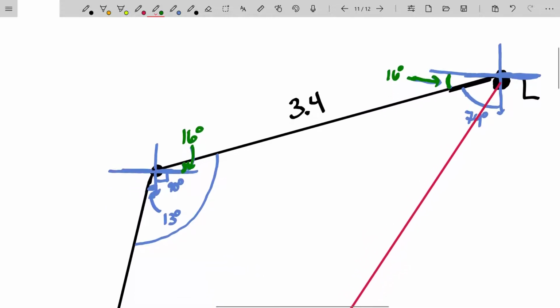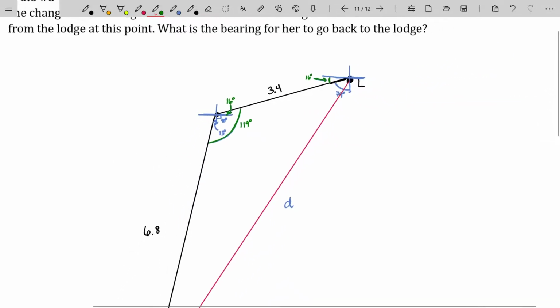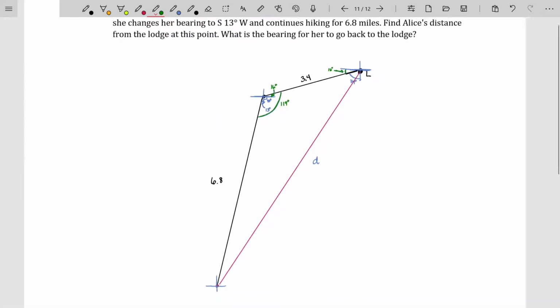And now I know that the total angle right here is 16 plus 13 plus 90, which is going to be, what is that, 119 degrees? Let me just double check my mathematics. 100, 110, 119, yes. Okay, so that is how these problems are done. Now I just want to find the distance.